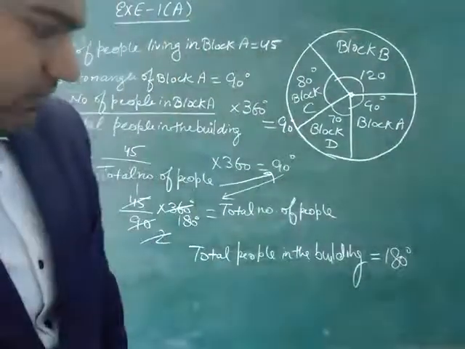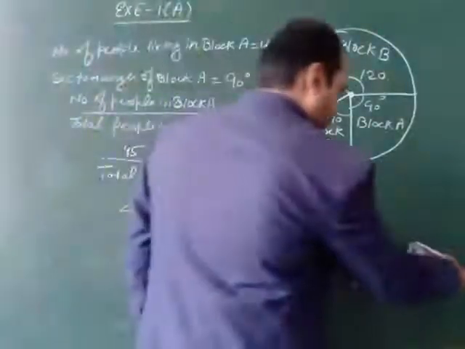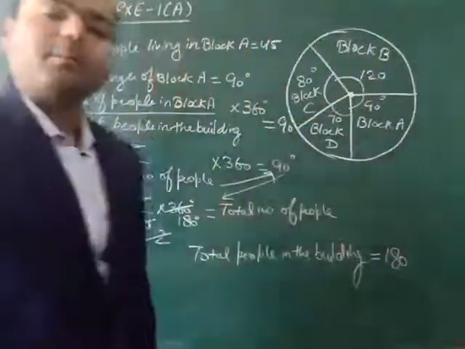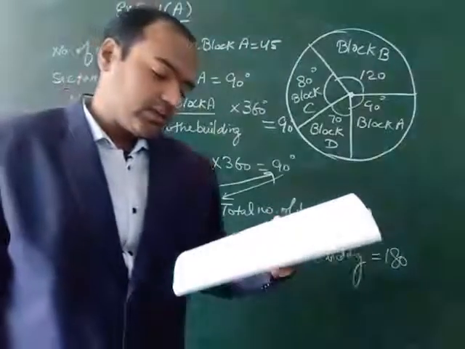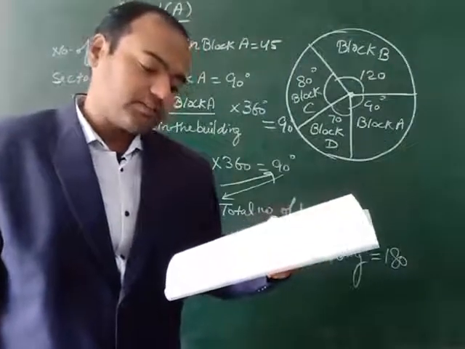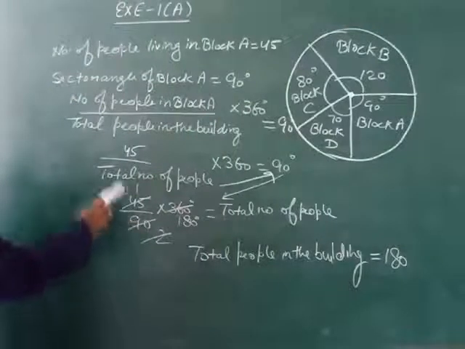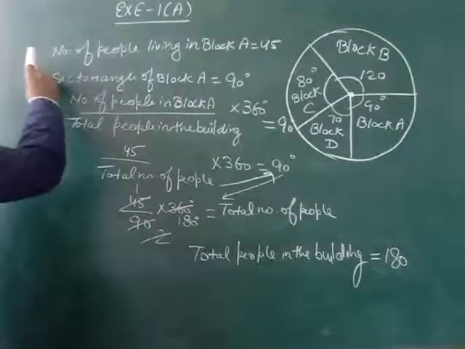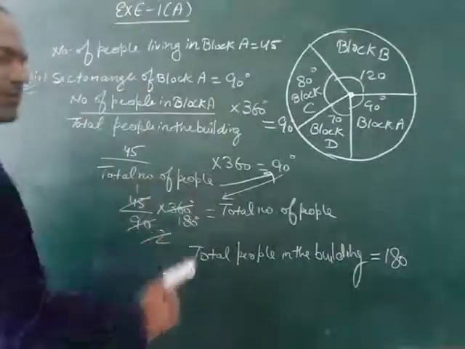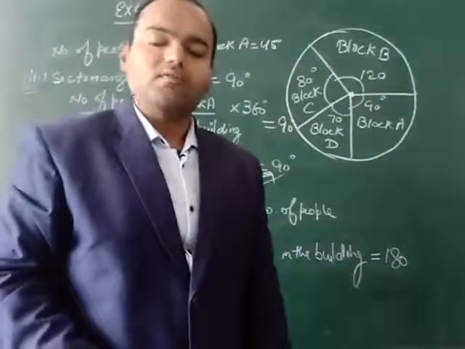Degree not, we will not take degree because we are writing here number of persons. So this is the answer of the third part. Here we got the answer of part number third. So this is part number third. Total number of persons in the building are 180.